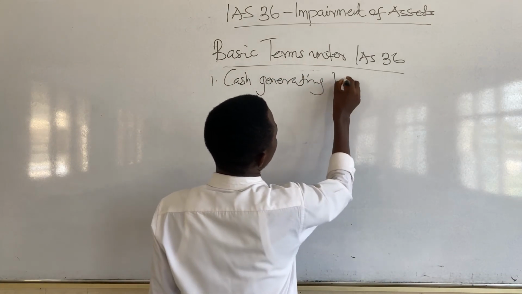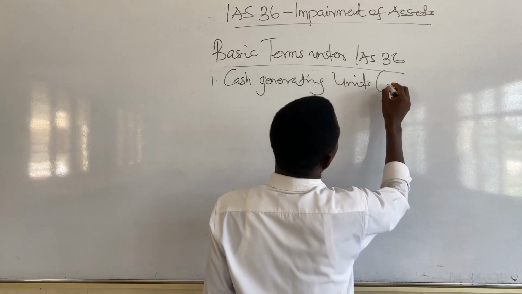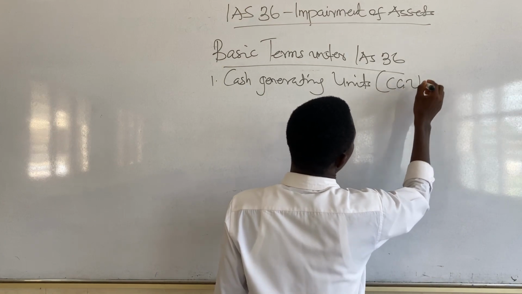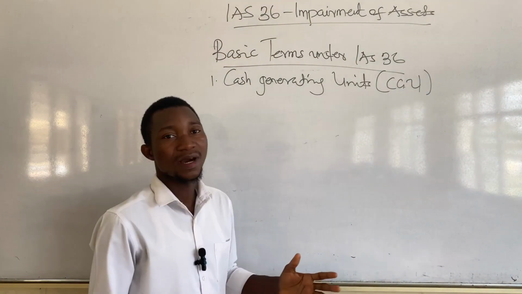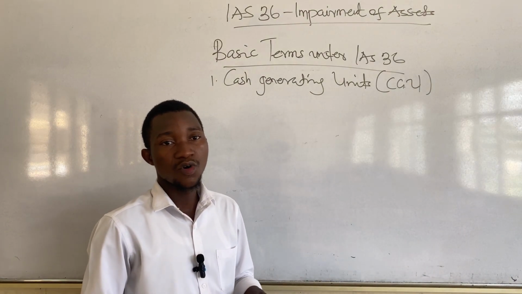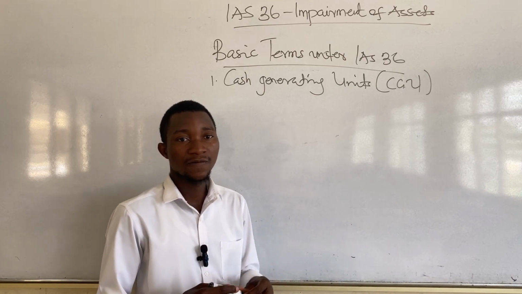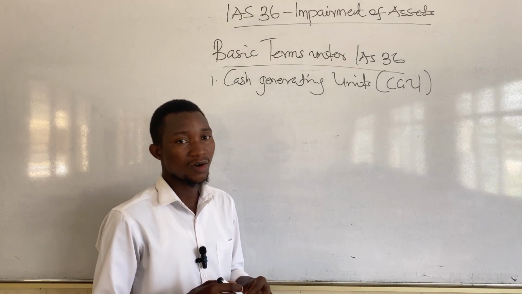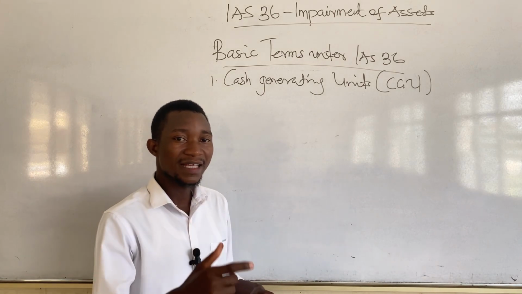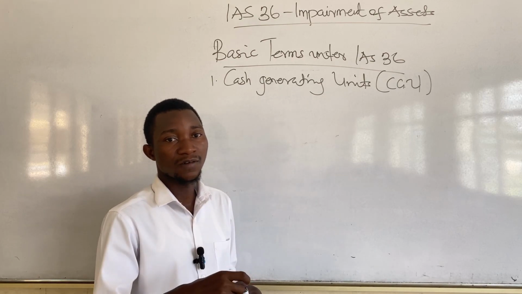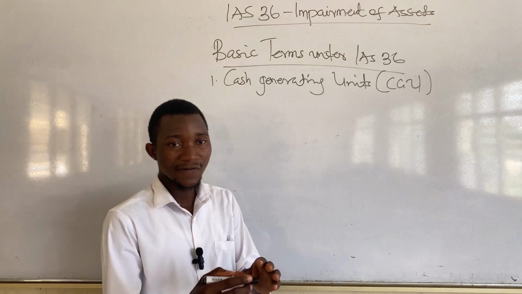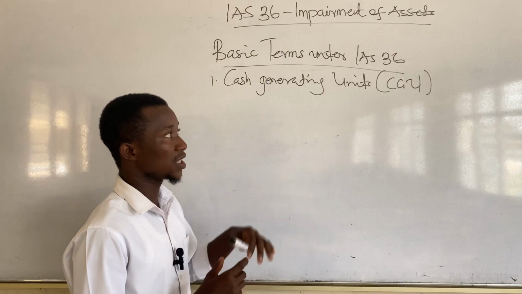We have something we call cash generating unit. We call it the CGU. So what is cash generating unit? It is the smallest group of assets that generates cash flow from the continual use of the assets, and does not depend on the cash flow of other assets. So any group of identifiable assets that generate cash flow on its own from the continual use of that asset without depending on the cash flow of other assets is what we call a cash generating unit.